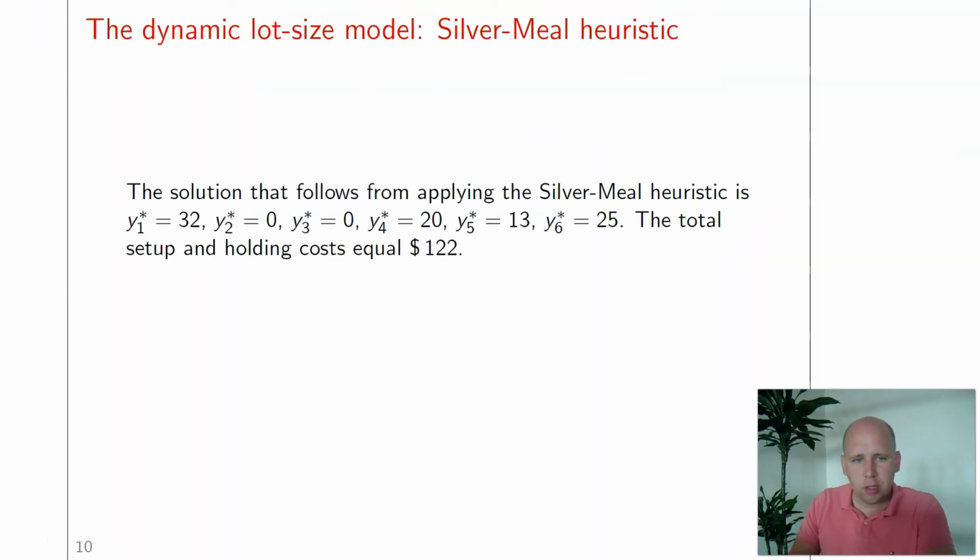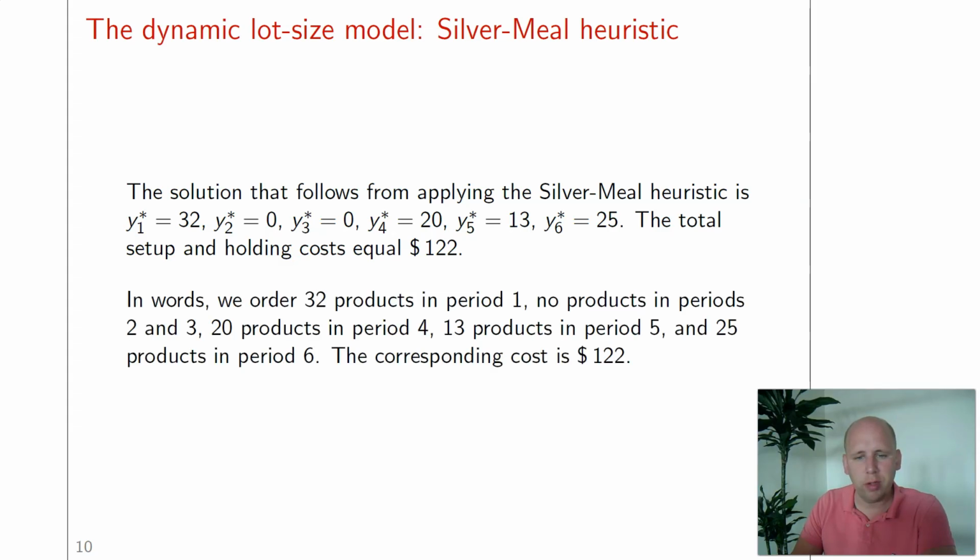So let's summarize the solution that we get. If you apply the Silver-Meal heuristic, then we get that we order 32 in period 1. That's for all the periods 1, 2 and 3. And then in periods 4, 5 and 6 we are going to order 20, 13 and 25. And then the total of the setup and holding costs equal $122.